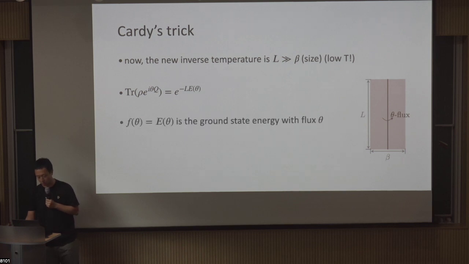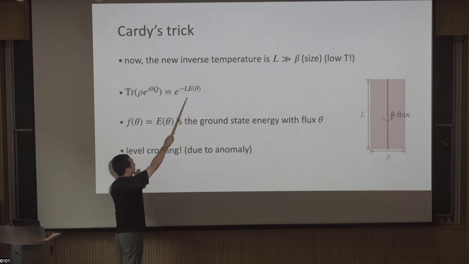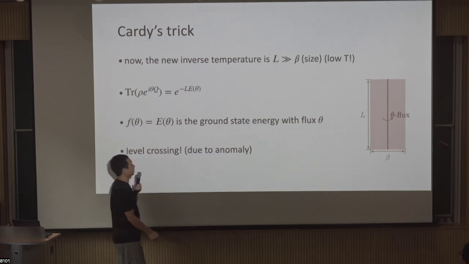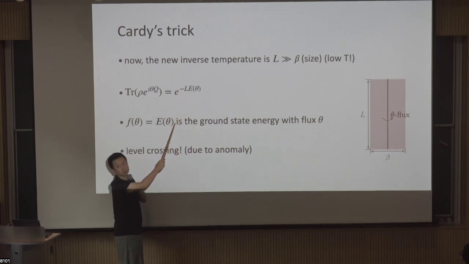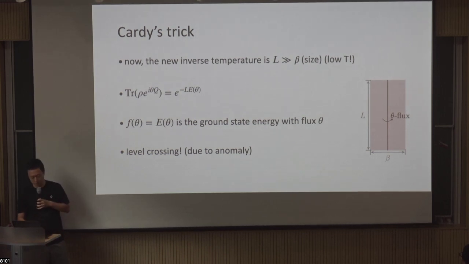So you can just forget about all the excited states and just look at the ground states. The ground state energy for such a CFT with flux threaded, I will call E theta. And you will have a thermal factor in front of it. It happens to be L, because space and time changed.